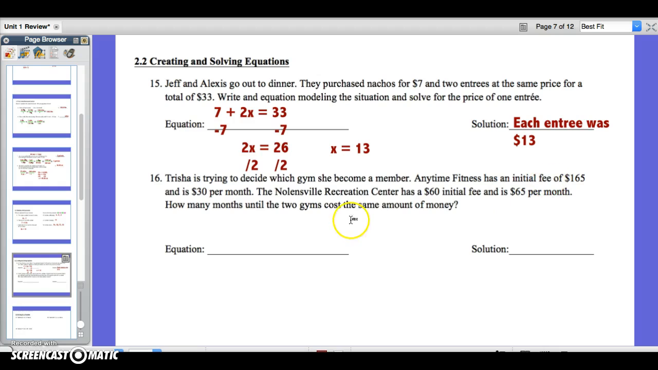So Anytime Fitness, they have that initial fee. So initial fee means you're adding that. So like right when you sign up, you have this fee of $165. However, after that, it's $30 per month. So $30 per month. This per month is indicating to me that there's going to be some multiplication happening, but we don't know how many months that is. I'm going to go ahead and say 30M.